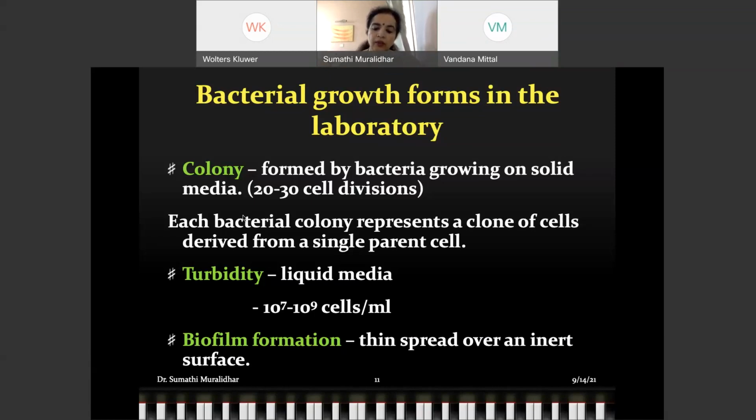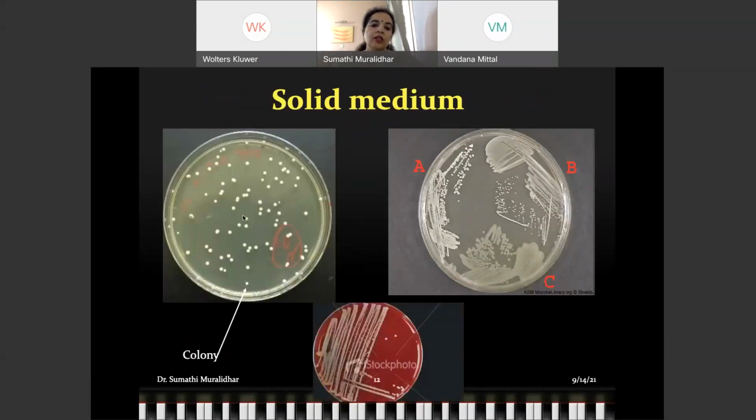And the third is biofilm formation. So on solid media, this is what it looks like. These are the plates that we use in the laboratory to grow the bacteria. So we use different kinds of culture media. Growing the bacteria is called culture, and the plates on which we grow them, we call the culture media.